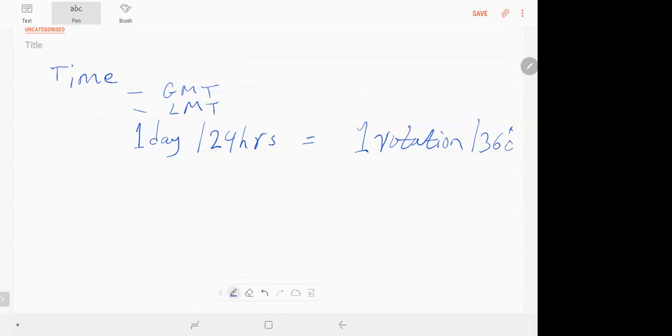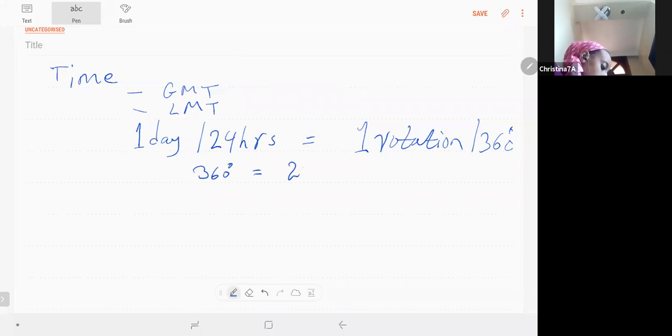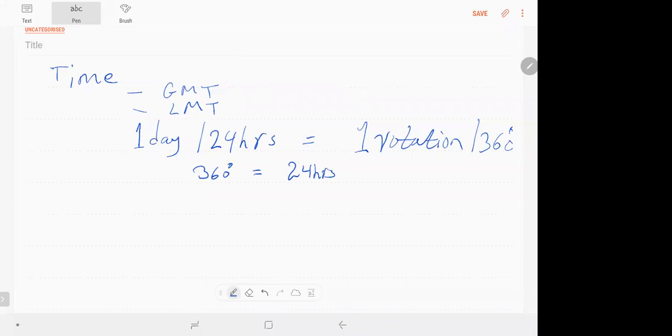Therefore, to calculate the local mean time, we need to know the part of the Earth covered in an hour. If 360 degrees is covered in 24 hours, how much of the Earth is covered in rotation in an hour? This is how to calculate.